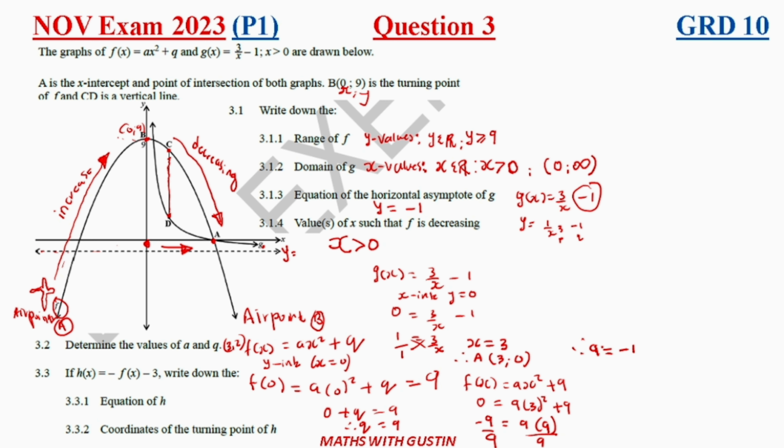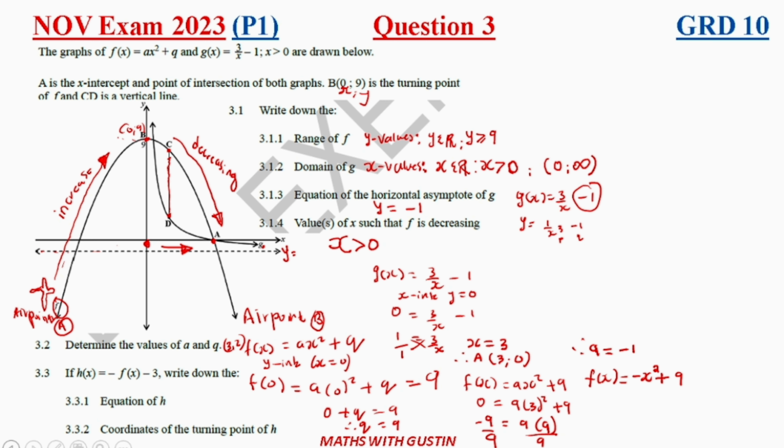They never ask us to find the equation, but for the sake of understanding, the equation for f of x, with a equal to negative 1, is going to be negative x squared plus 9. There you go. Right, great stuff. So now let's move on to 3.3.